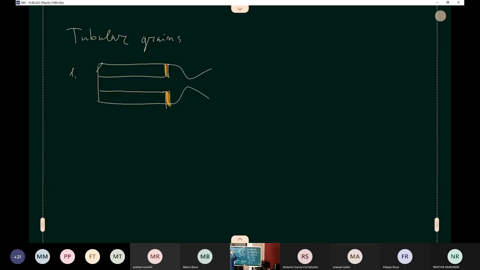So the simplest case is that of tubular grains. We have the inhibited case. So we have an inhibitor here. And this is the one we have seen today in the formula analysis. So this is the tubular grain with restricted ends.